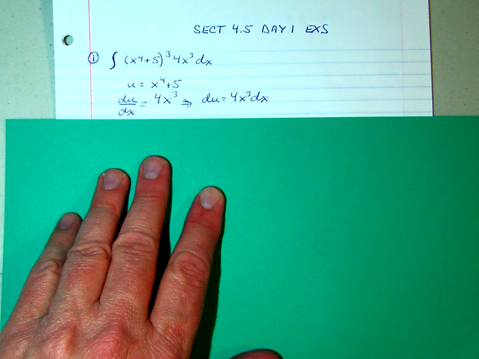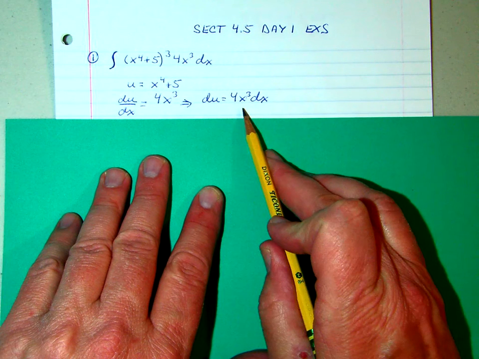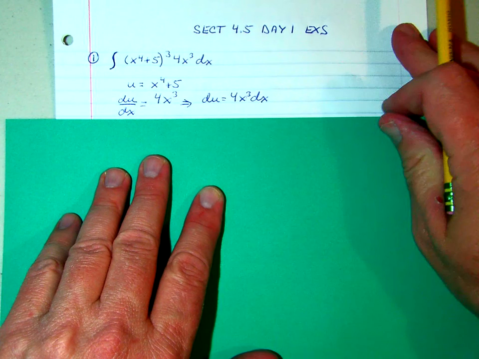Now, for the purposes of what we're going to try to accomplish over the next couple weeks, we're going to want to express that a different way. We're going to bring that dx over here, and we're going to rewrite that as du is equal to 4x to the third dx.